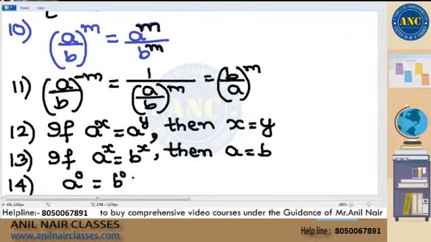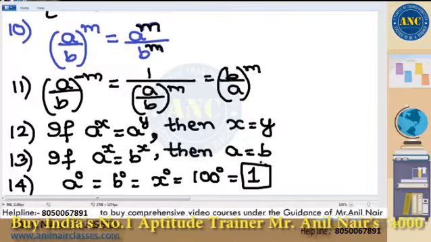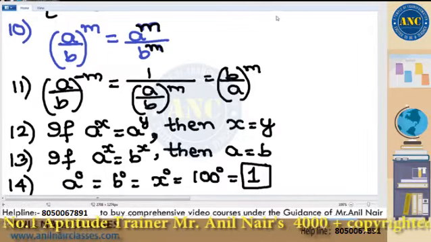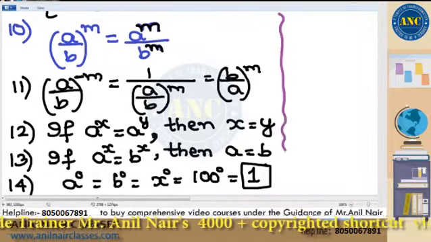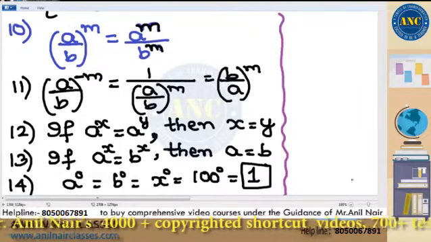And the last thing which I definitely want you to know is a power 0 will be equal to b power 0, will be equal to x power 0, will be equal to 100 power 0. All these values will definitely give you one beautiful number. That number is nothing but 1. I hope the idea is clear.